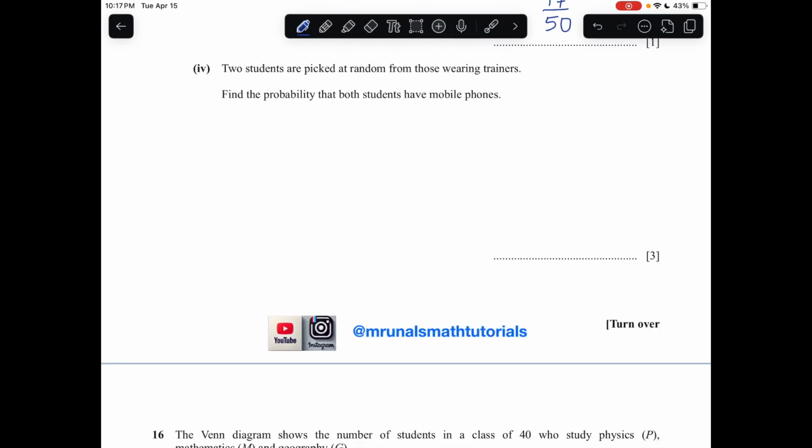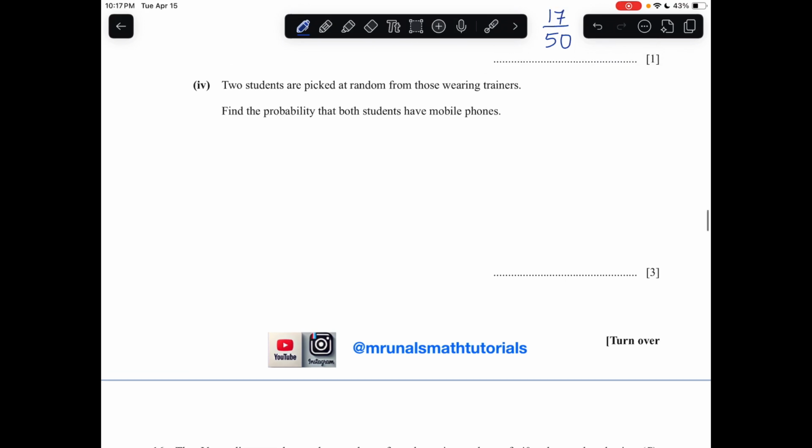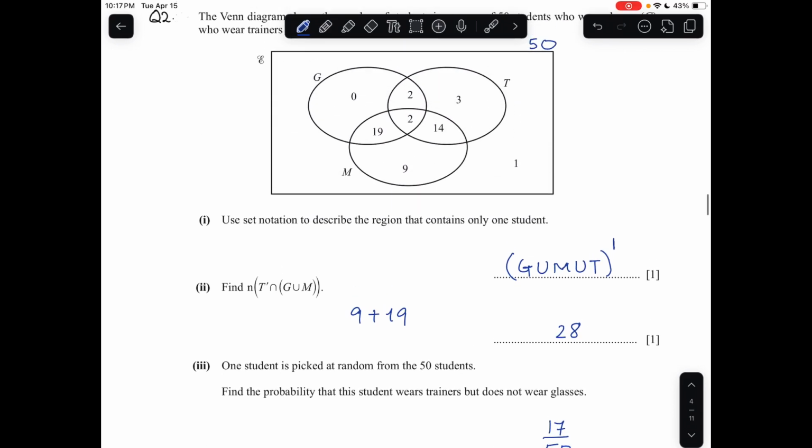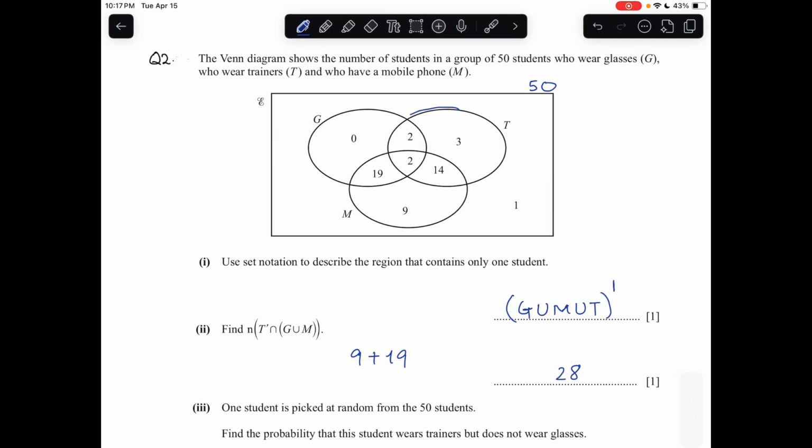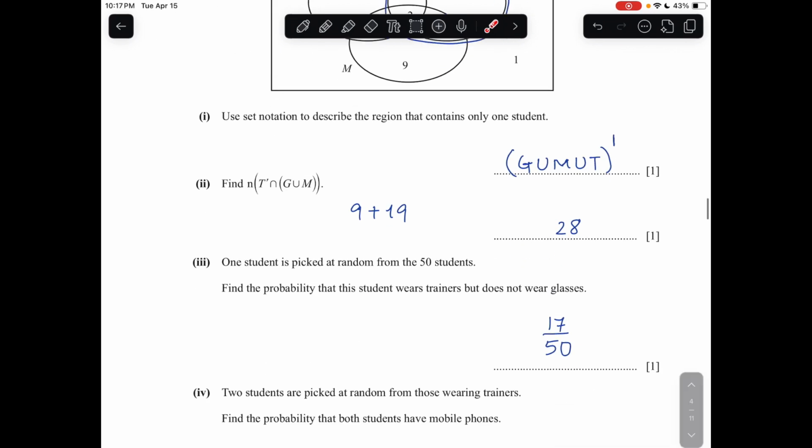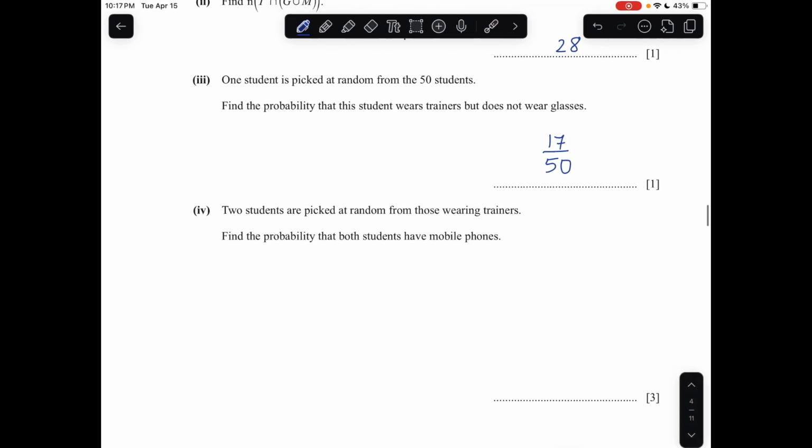So in part 4, we have 2 students are picked at random from those who are wearing trainers. Find the probability that both these students have mobile phones. So now we need to pick students from those who are wearing trainers. Let us count how many students are wearing trainers. That would be 2 plus 2, 4, 4 plus 3, 7, 7 plus 14, that is 21. So we need to pick from 21, right? And we have to pick 2.